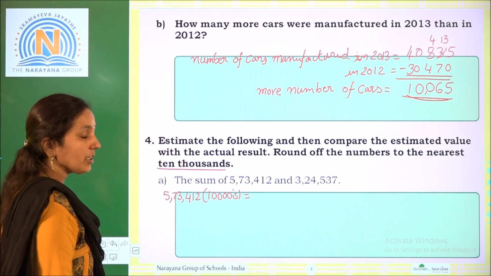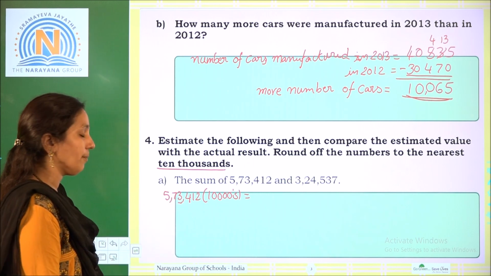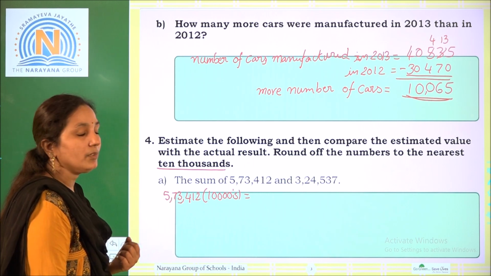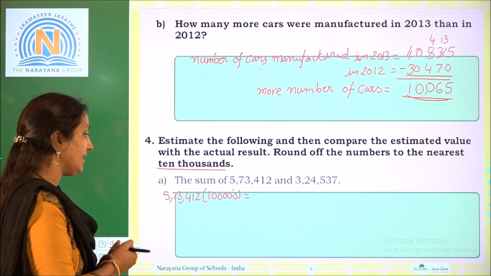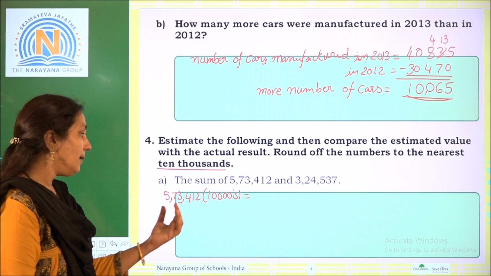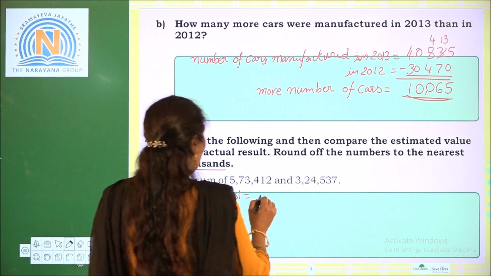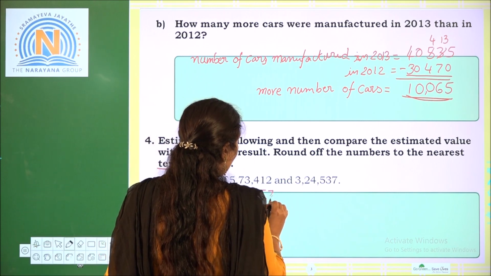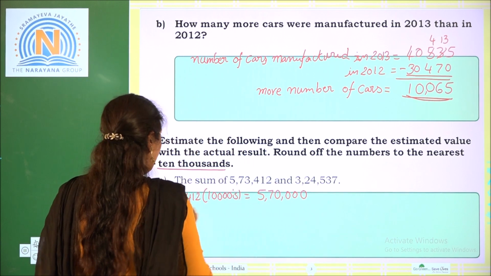While rounding to the nearest 10,000s, we have to check the thousands place number. What is that one? 3. So 3 is below 5, which means this number is in between 5,70,000 and 5,80,000. Below 5 means below 10,000 will come. So that will be 5,70,000. Okay.